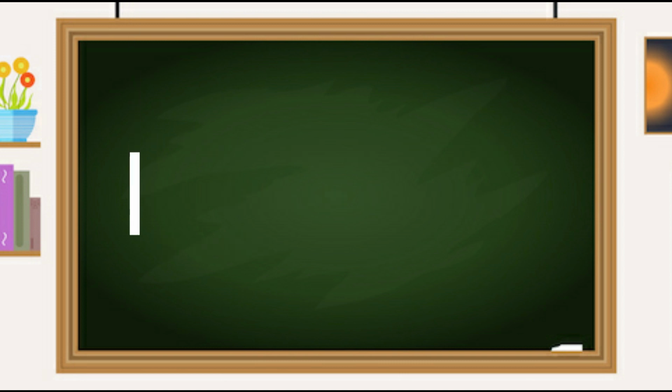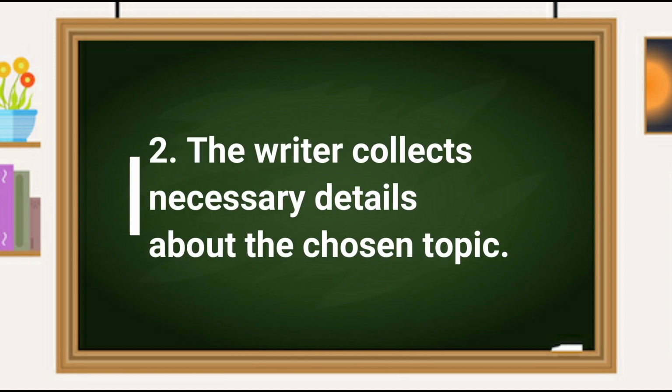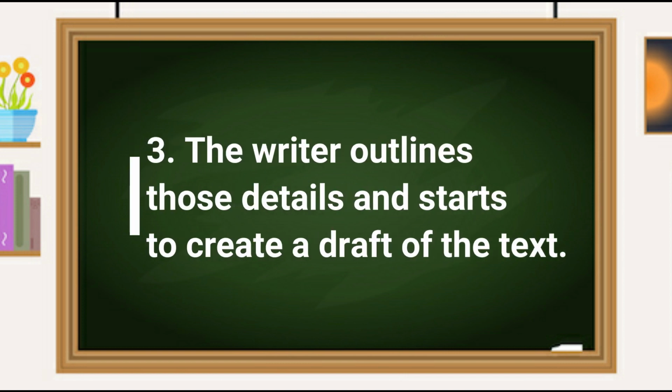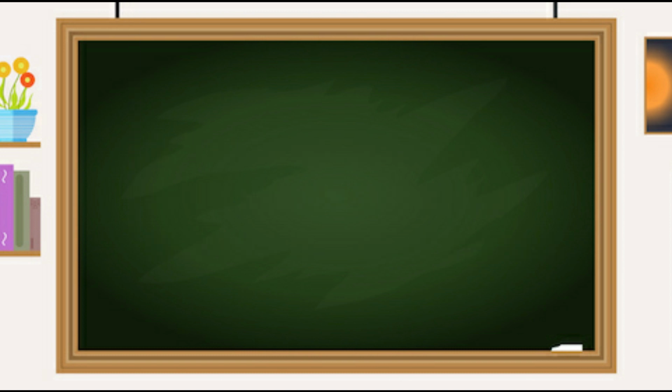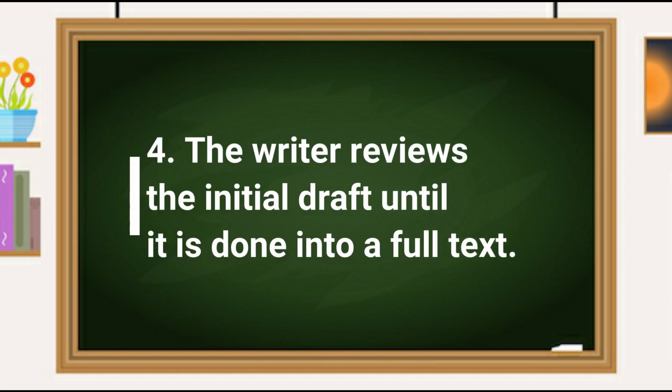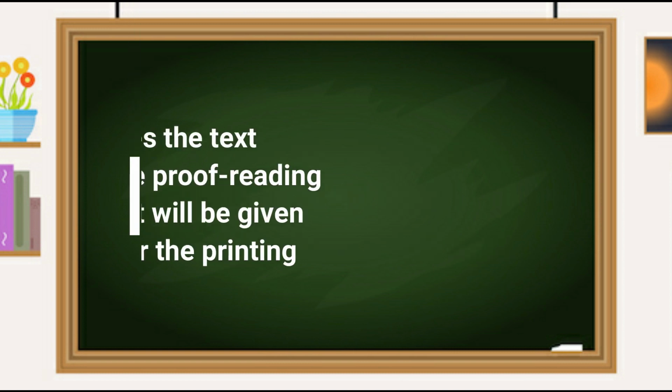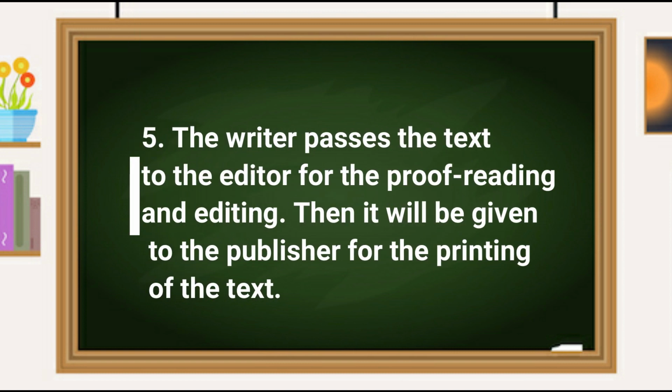Then, the writer collects necessary details about the chosen topic. The writer outlines those details and starts to create a draft of the text. The writer reviews the initial draft until it is done into a full text. Lastly, the writer passes the text to the editor for proofreading and editing. Then, it will be given to the publisher for the printing of the text.